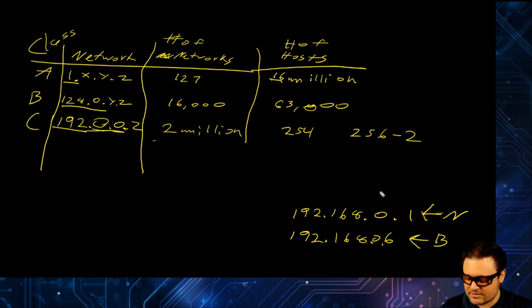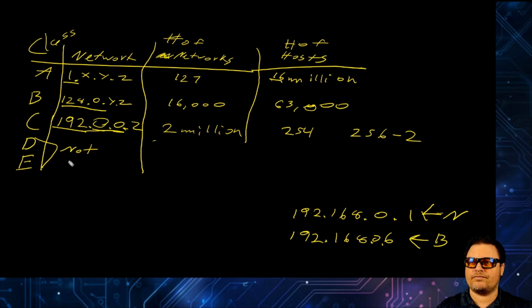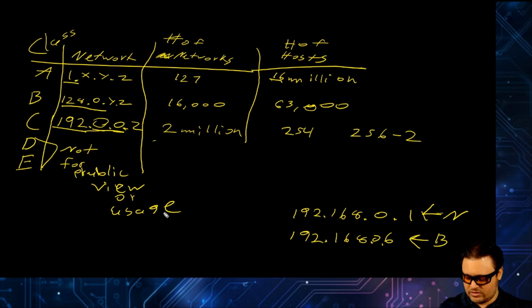Class A is for large companies. They use the first octet. Now there are 2 other classes, class D and class E, but they're not available to the public. Not for public view or usage.